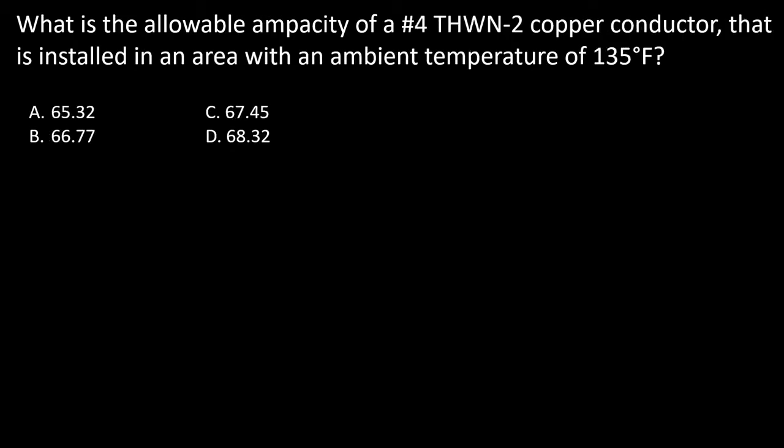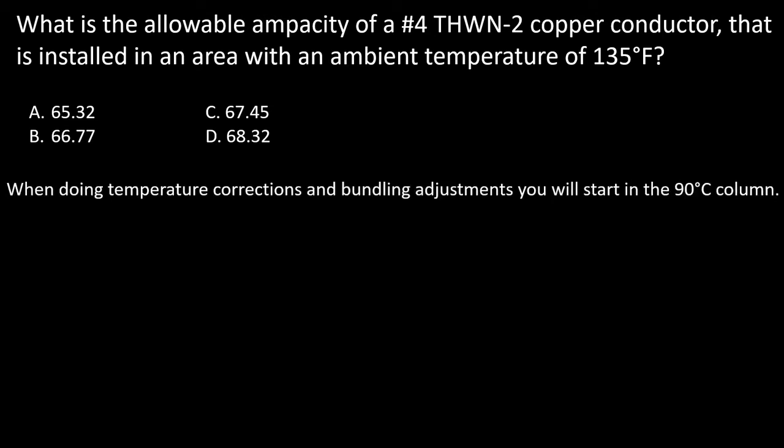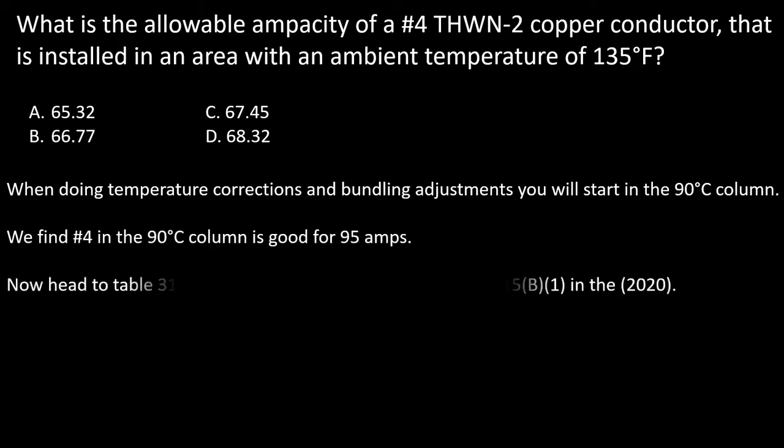What is the allowable ampacity of a number 4 THWN-2 copper conductor that's installed in an area with an ambient temperature of 135 degrees Fahrenheit? When we're doing temperature corrections and bundling adjustments, we're going to start in the 90° C column. We're going to find that a number 4 in the 90° C copper is good for 95 amps.